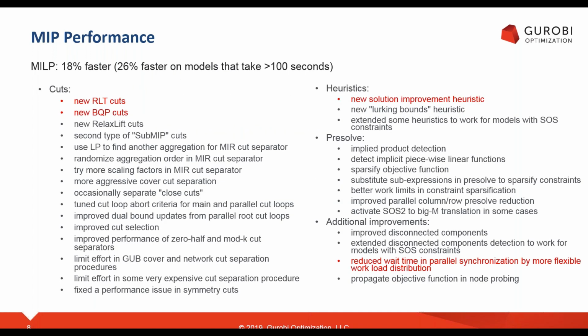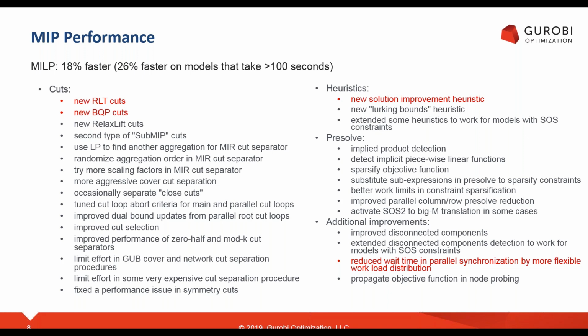So looking at mixed integer linear programming, we have an improvement of 18% overall on our test set and 26% if you only look at those models that take at least 100 seconds to solve. As usual, the MIP performance comes really from a large number of individual small improvements that just add up. You see here a list of those improvements, and this is not even complete. But I won't go into the details of all those. I just want to point out a few of them.